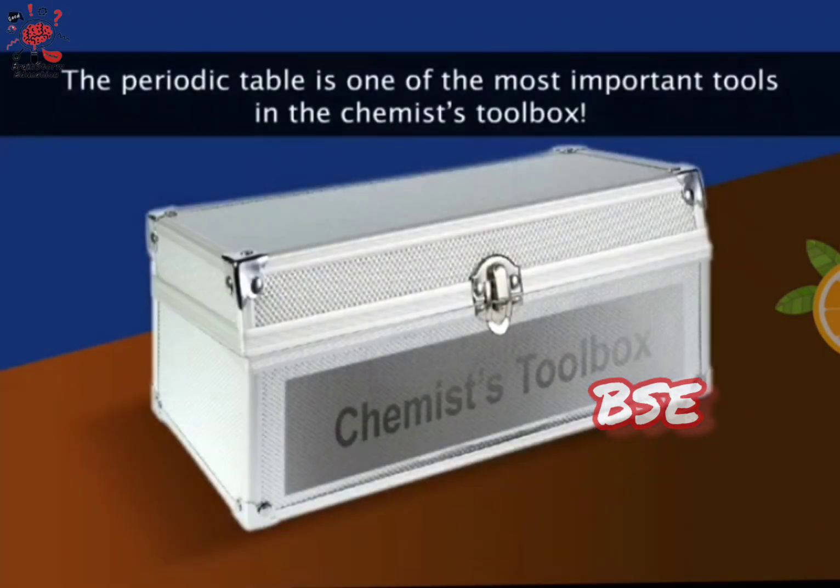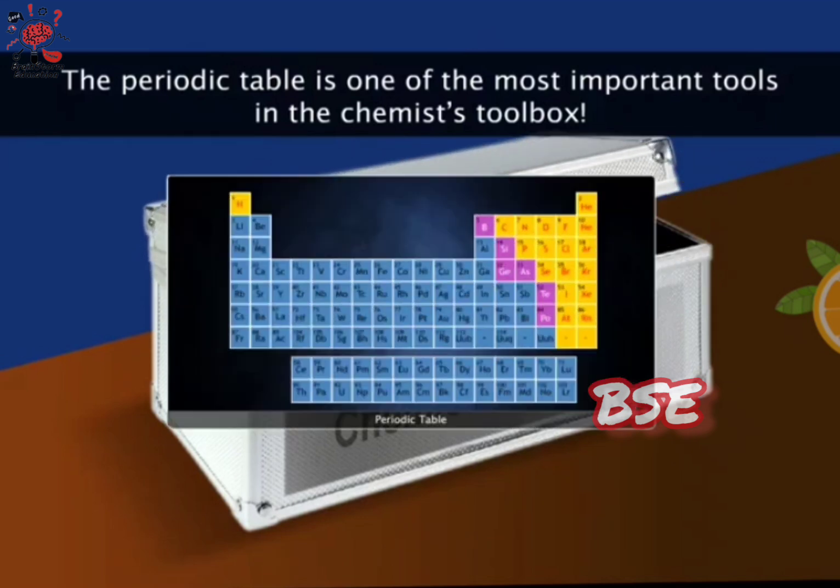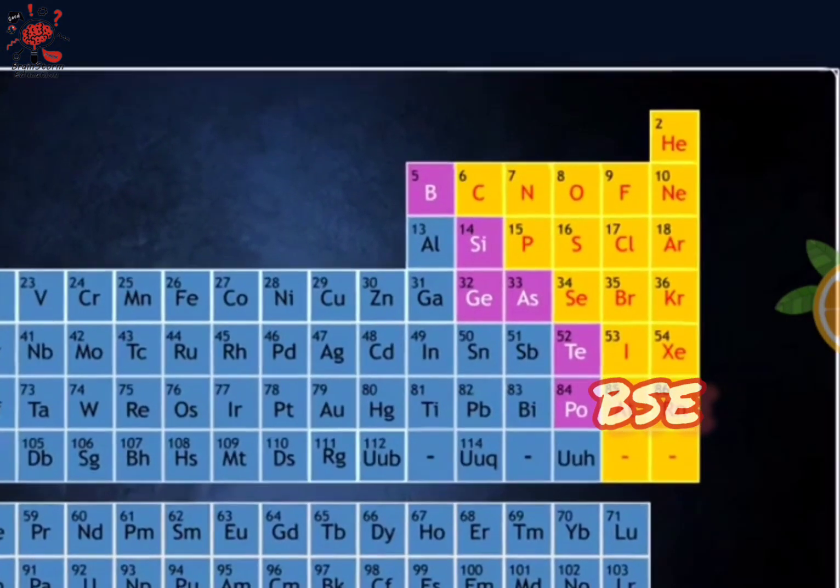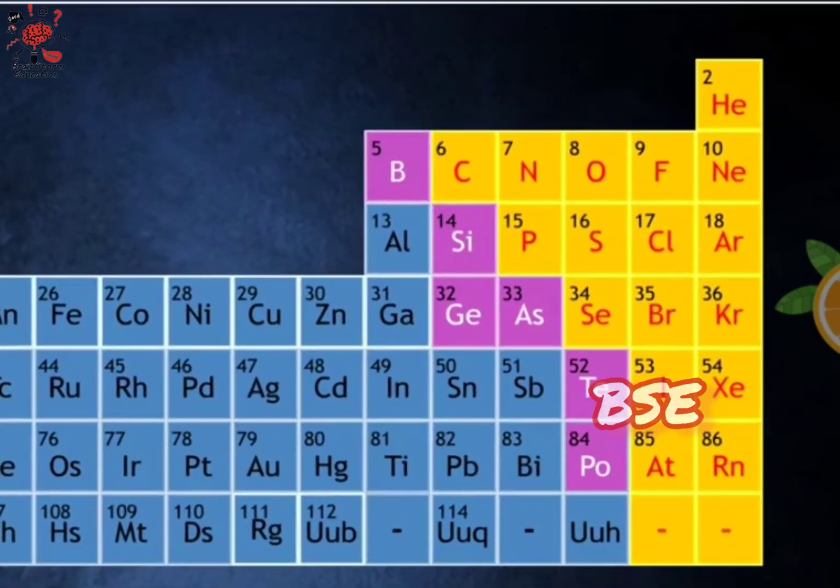The periodic table is one of the most important tools in the chemist's toolbox. Do you know why? Just one look at the position of any element in the periodic table gives a lot of information about all its properties. How? Well, let's find out.